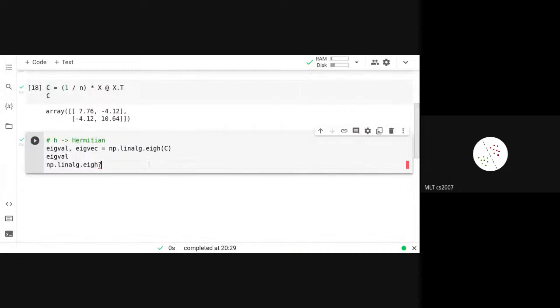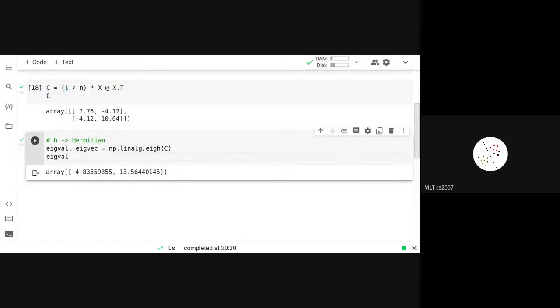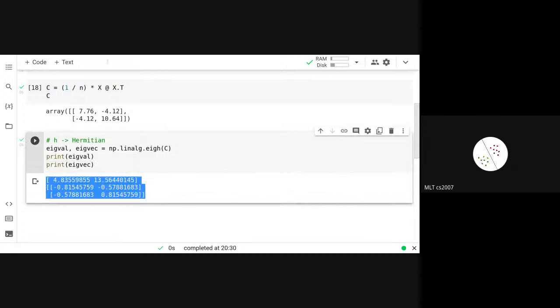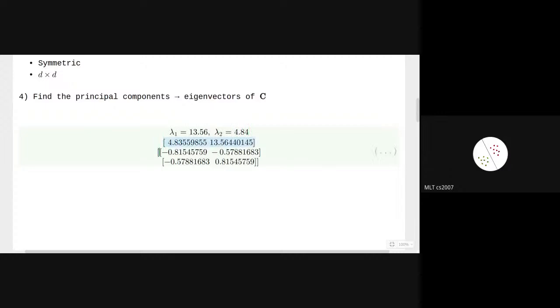Okay, so you have these eigenvalues. Let me write this down first. In fact, let me print it so that it makes life easier. I'll copy this and paste it here. Lambda 1 is equal to 13.56. I'll just retain two decimal places of precision. And 4.84 is the second eigenvalue.